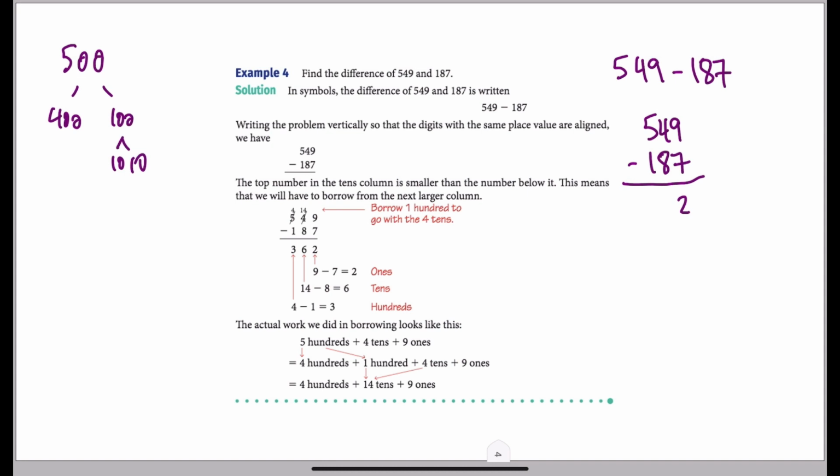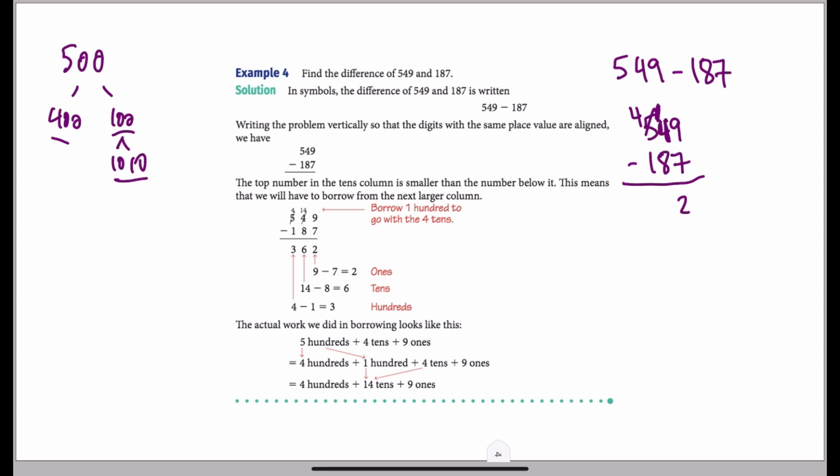That way I can use it in the next place value over. So I'll have 10 tens. So instead of 500, I'm going to break one of my hundreds. So I have 4 hundreds left. That's this piece. And I'm going to take the other 100 and split it up into 10 tens. So 10 tens means that instead of 4 tens here, I have 14 tens.